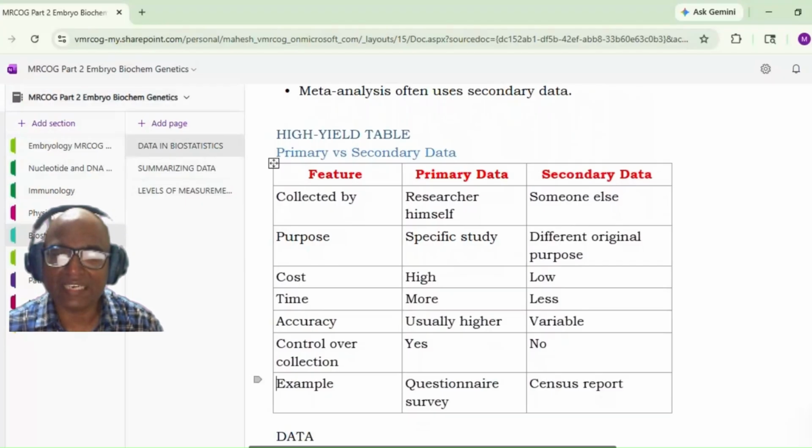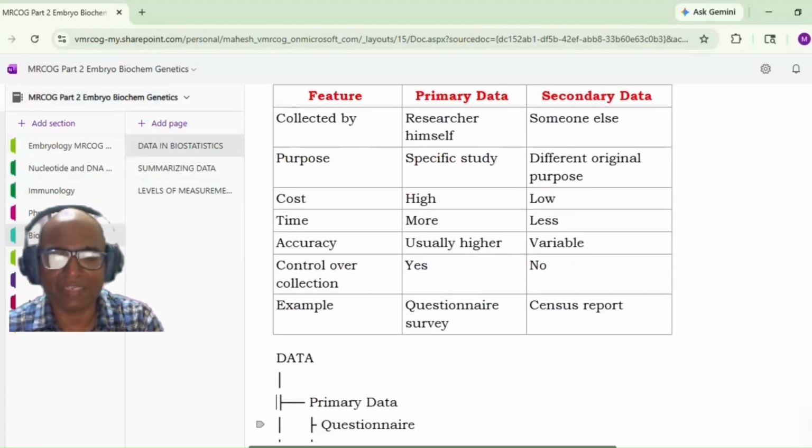Now, secondary data is collected by someone else. It is collected for a different original purpose. However, the cost is low, it is less time consuming, and accuracy is variable. The researcher does not have control over the data collection. An example is a census report. So that is the difference between primary and secondary data.